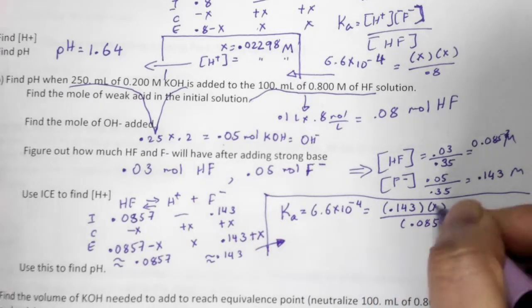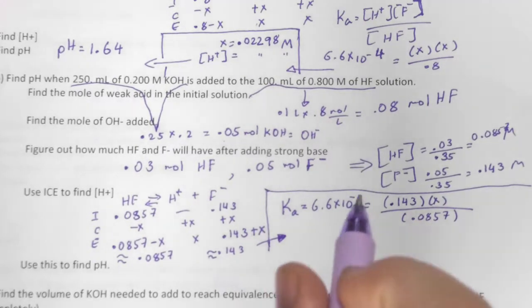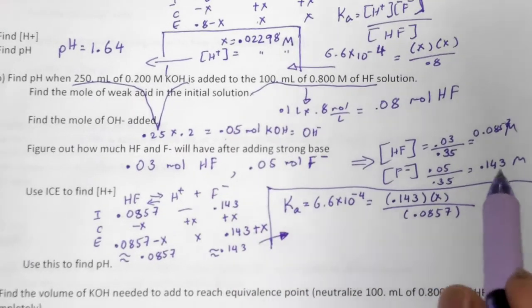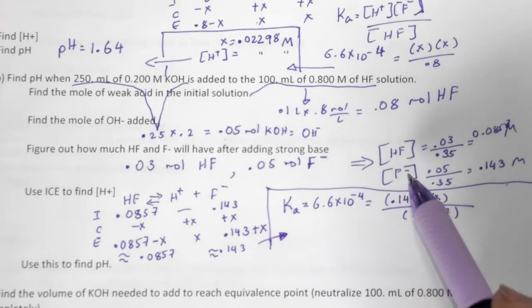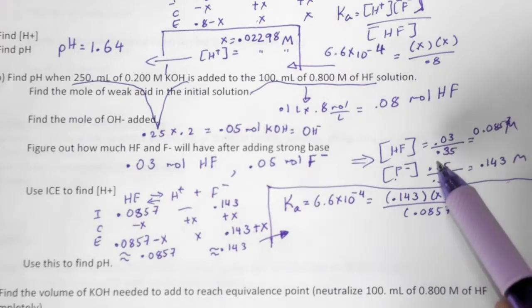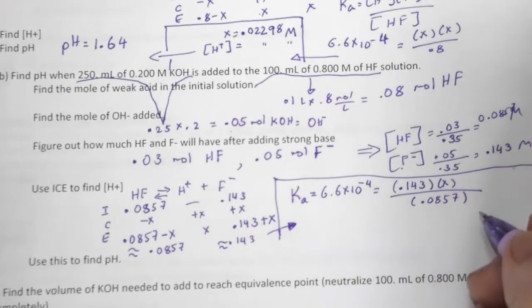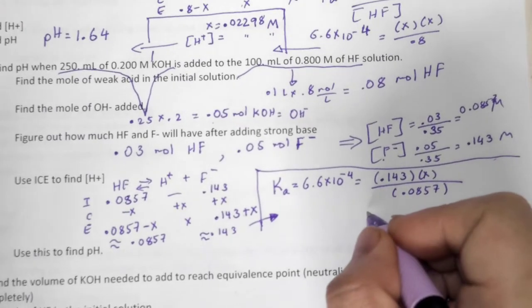Right here, you could use the Henderson-Hasselbalch equation if you want after you get to this, because you find a concentration of acid and a concentration of conjugate base. Here, I'm just choosing to solve it normally. So that's what we're doing, okay? So that's what we have.